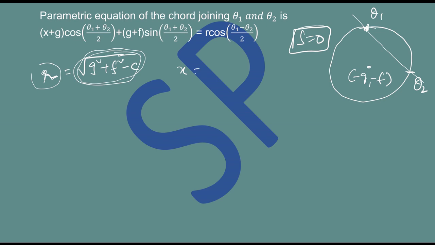x is equal to x1 plus r cos theta, so that is minus g plus r cos theta, and y equal to y1 plus r sin theta.